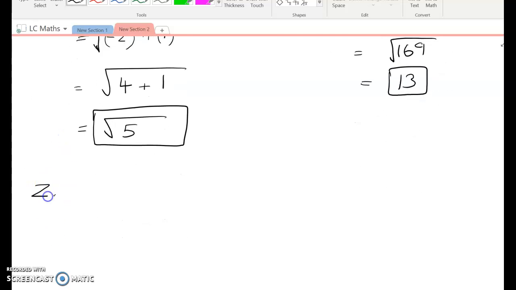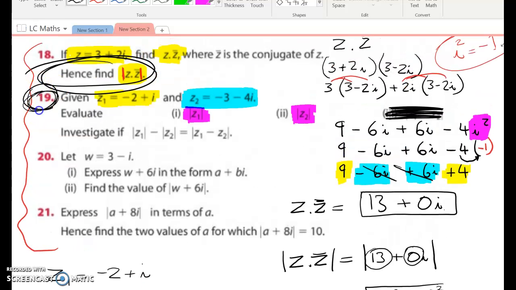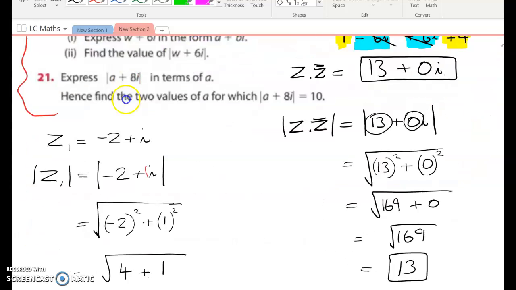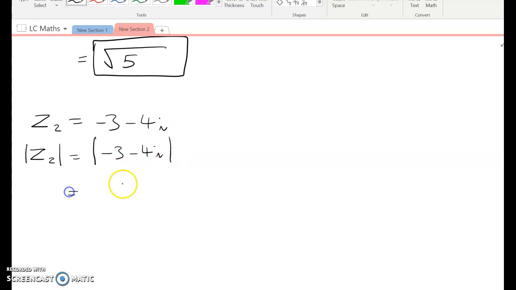Okay, also in the question it tells us that Z2 is equal to, we're doing question 19 here by the way, Z2 is equal to minus 3 minus 4i. And they want us to find the modulus of Z2, which is the modulus of this. How do I do it again? Square root the first number squared plus the second number squared.